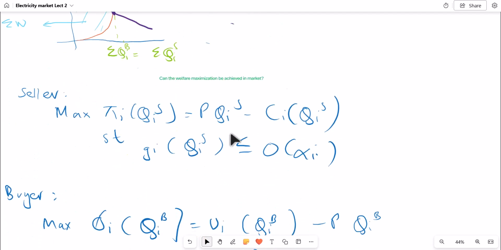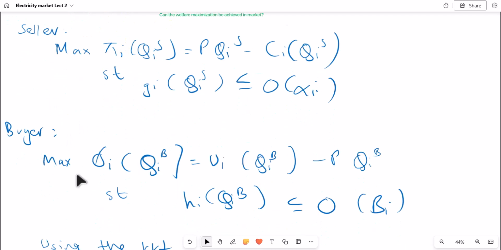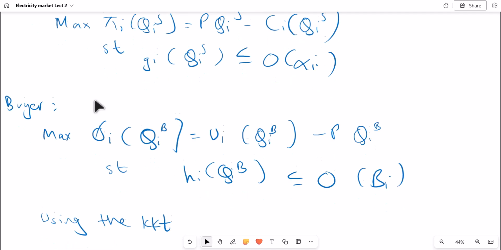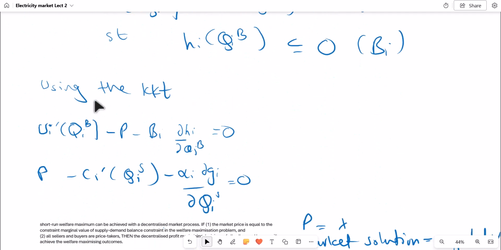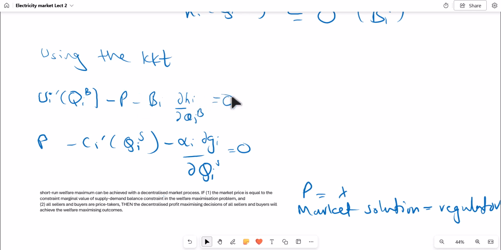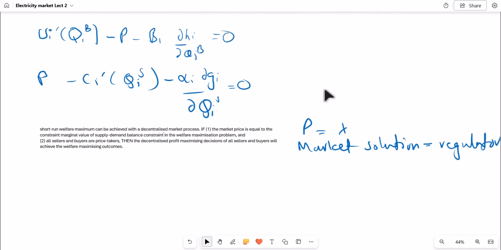So can this be achieved in the market? As shown above, we solved these equations with the given constraints. This is the seller side, where we have to maximize the profit, and from the buyer side we have to maximize the utility. Using KKT conditions, we found these values and equated them to 0. So basically, in the short run, welfare maximization can be achieved with a decentralized market if the market price is equal to the marginal value of the supply-demand balance constraint in the welfare maximization problem.